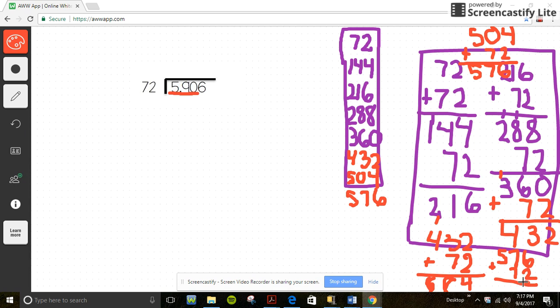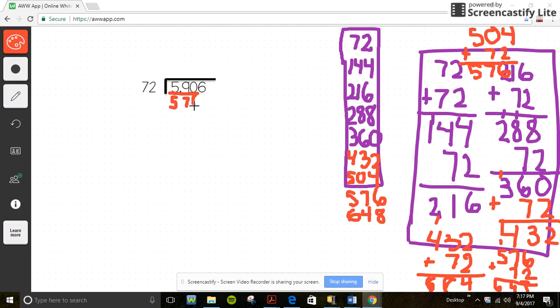6 plus 2 is 8. And 7 plus 7 is 14. Carry the 1. So it looks like I'm at 648. So I know that I've gone as far as I possibly can go. And it looks like the best choice for this particular one is 576. So I'm going to write it right underneath that.